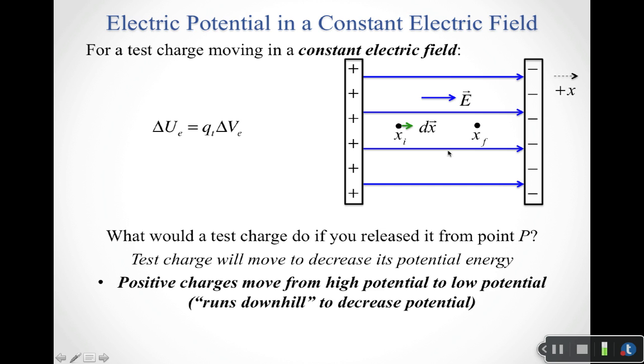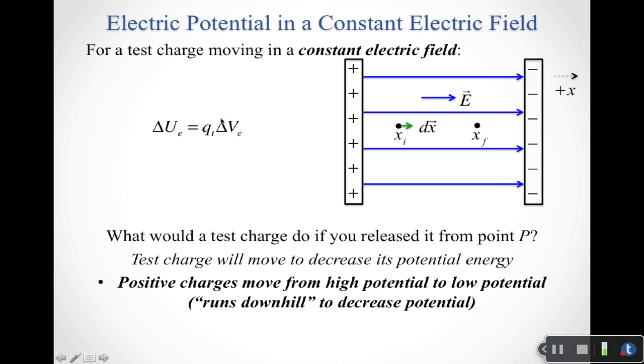If I have a negative charge that's sitting out here and I let it go, again, it's going to want to move back to the left. It's going to want to move towards the positive plate, away from the negative plate. It's going to want to move opposite the direction of the electric field. So my negative charge is going to decrease its electrical potential energy. This term will be negative, so the product of these two must also be negative. But notice that my charge is negative in this case.